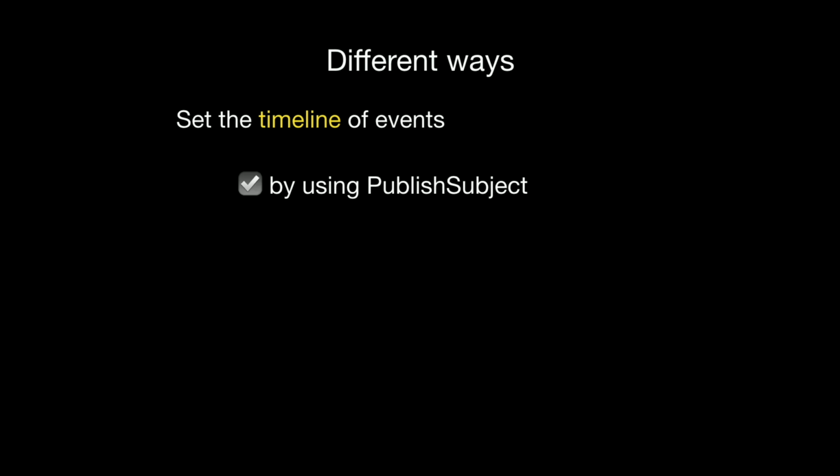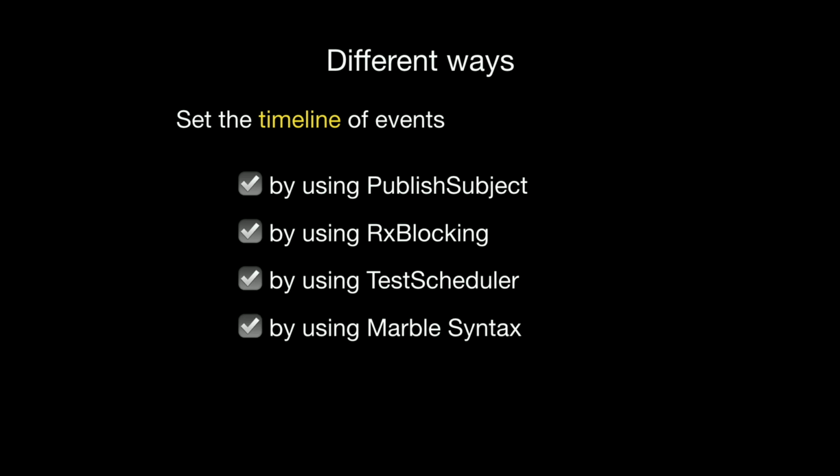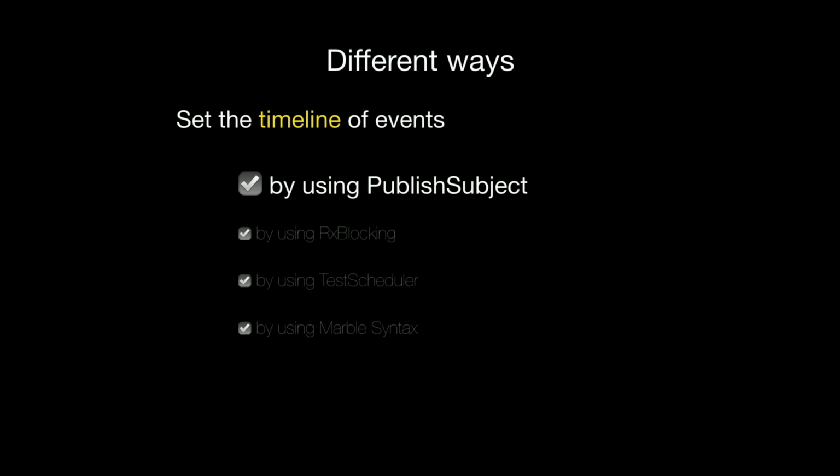So, there are different ways in which we can write our unit tests, and the basic differentiating factor is the way we set the timeline of events. We can write our test by using a public subject, by using Rx blocking, by using a test scheduler, and by using marble syntax. Let's see how we can write our test by using public subject.